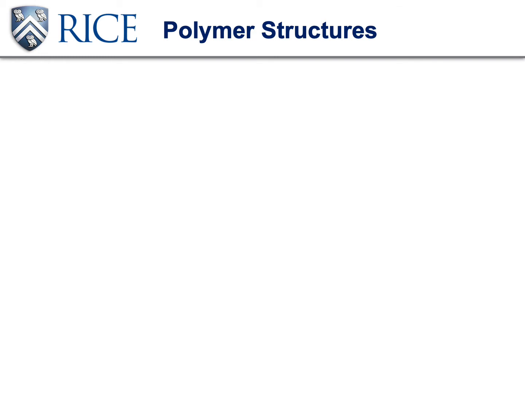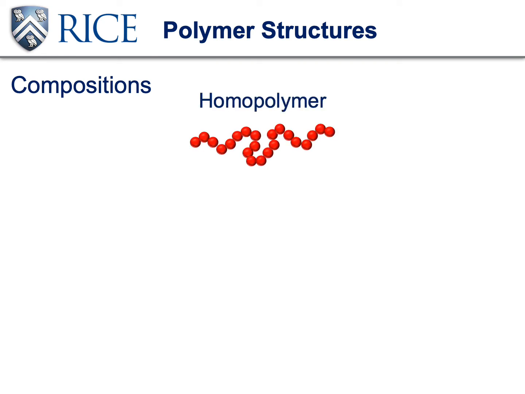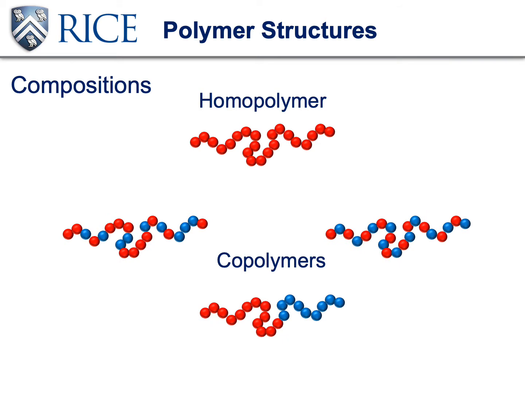While polymers are all based on a general structure of linked monomers, they can have very different architectures and compositions. Let's start with composition. The simplest polymer composition is the standard homopolymer, which contains only one type of monomer unit. When another type of monomer is added, you form a copolymer. In copolymers, the monomers can be arranged in several ways: randomly, alternating, or in blocks.